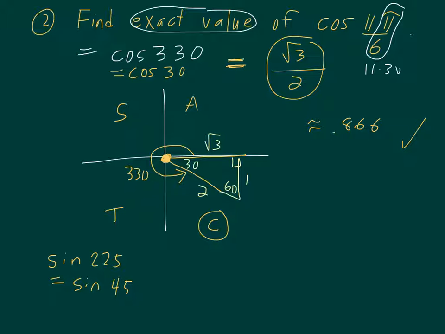So that's finding exact value. Draw a picture, mark it up, and by the way, if this were the cosine of 331, we couldn't do it because it's not going to produce a special right triangle. These will always produce nice special right triangles where you could use your side ratios to find the exact value.